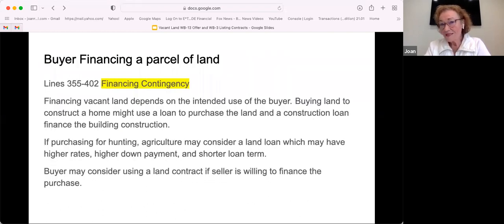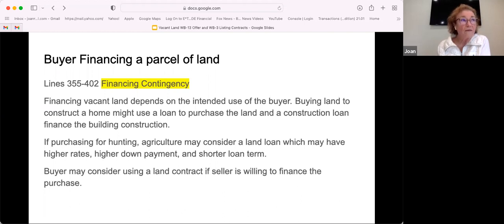Now, the last contingency in the vacant land offer to purchase, and I'm talking about differences from the regular residential offer to purchase, is the financing contingency. It's written the same as a residential financing, talks about term of the loan and what the monthly payments would be and all that sort of stuff. But the main difference is it depends on how your buyer wants to use this land. So in order to construct a home on it, your buyer may want to get a land loan just to purchase the land, and then followed by a construction loan to be able to finance the construction of the house on that land.